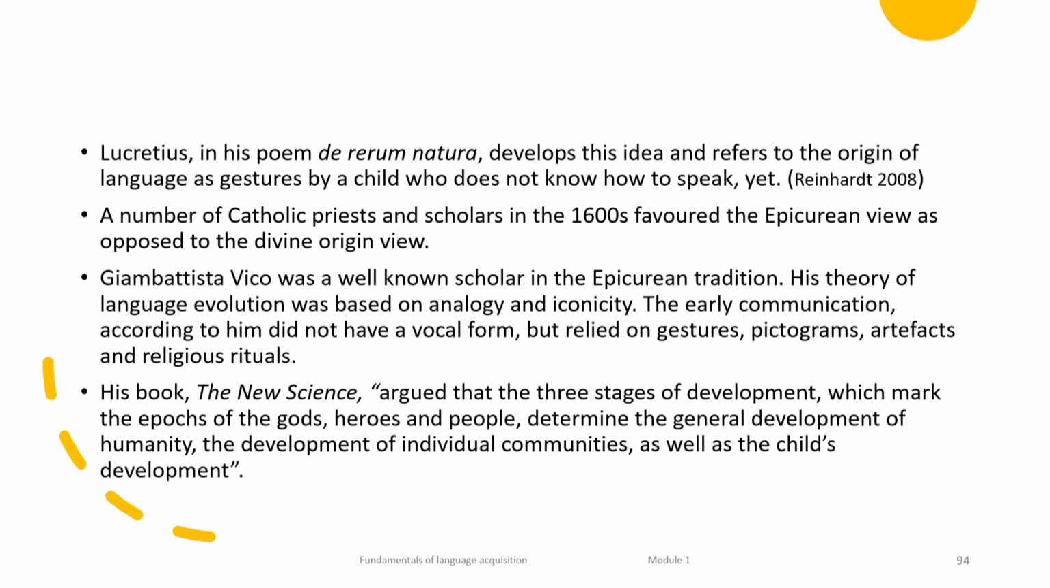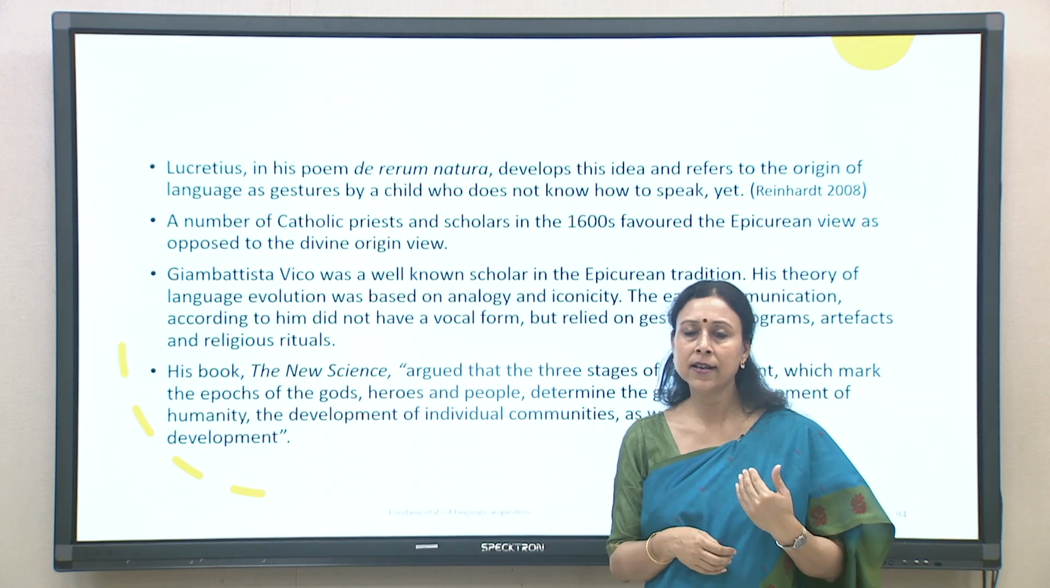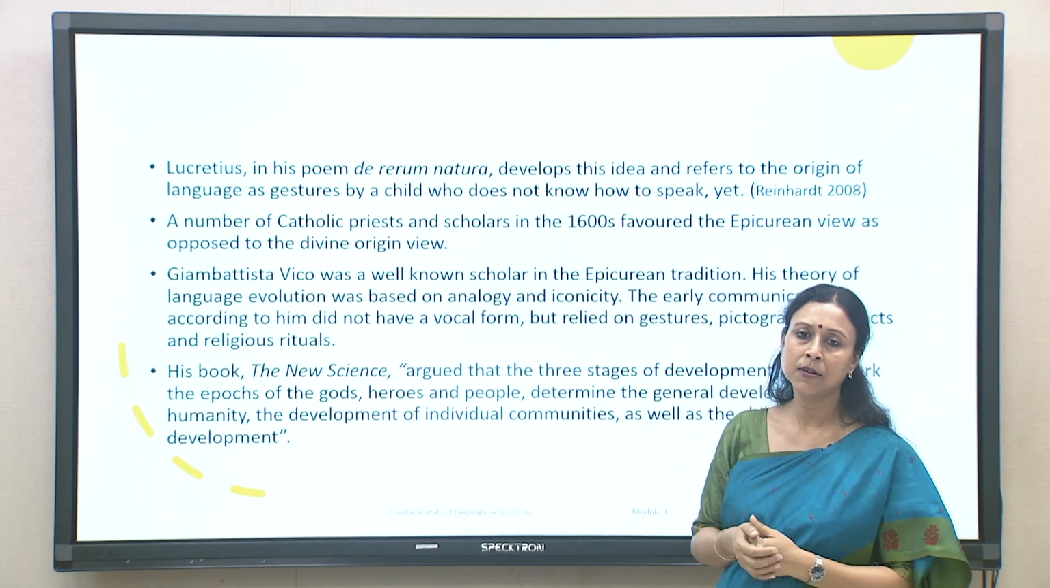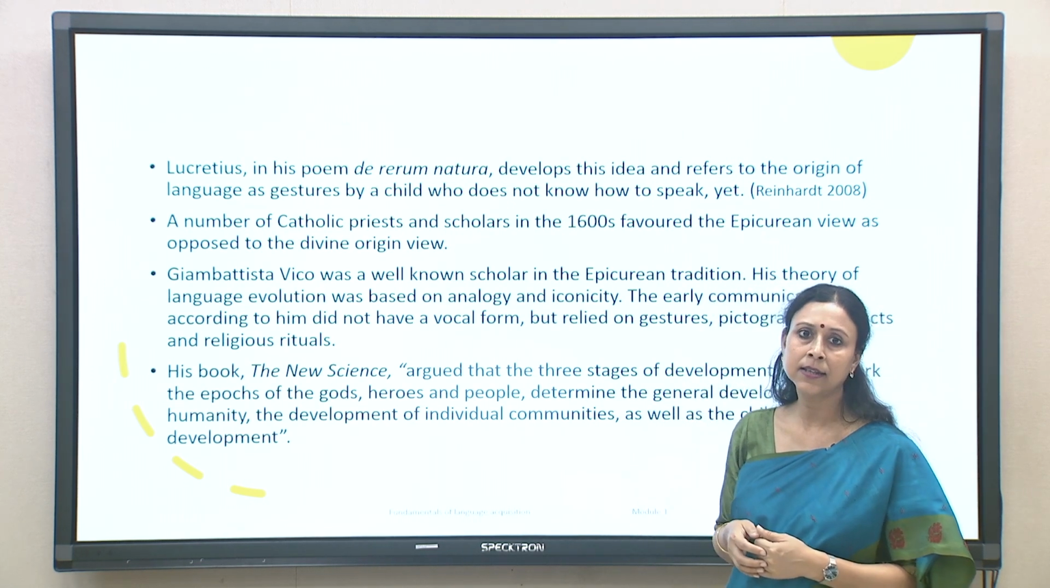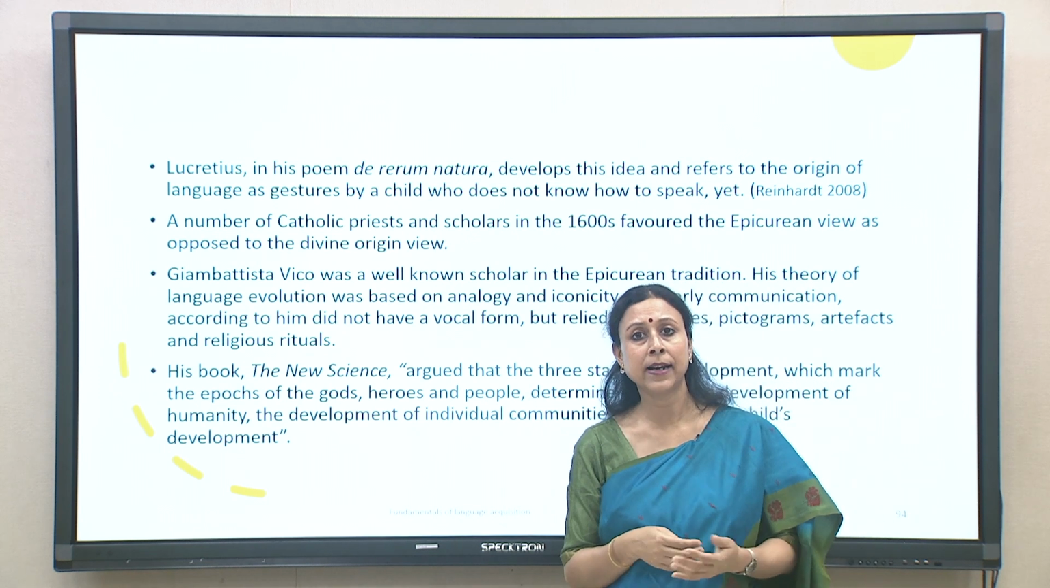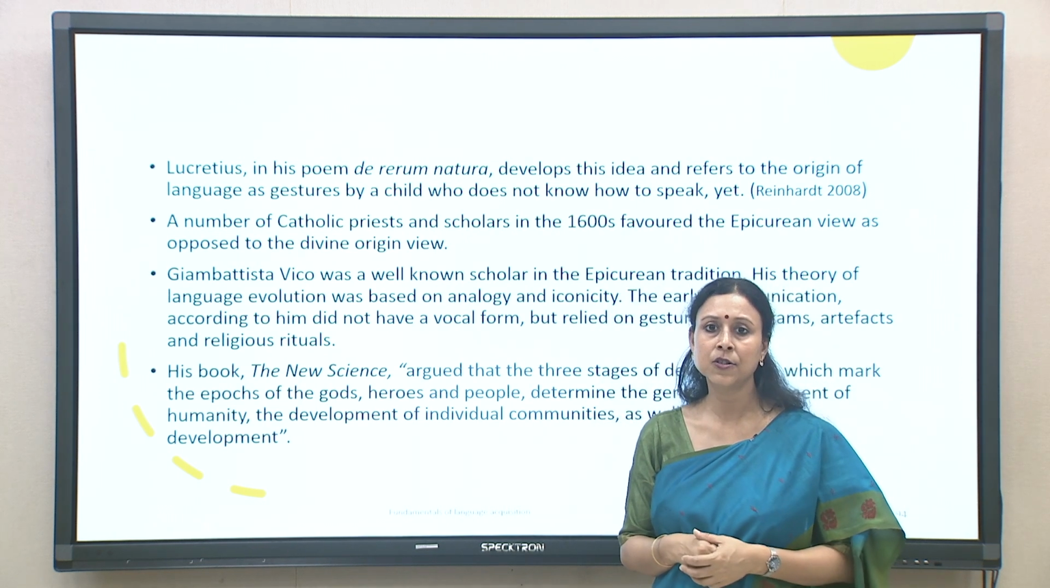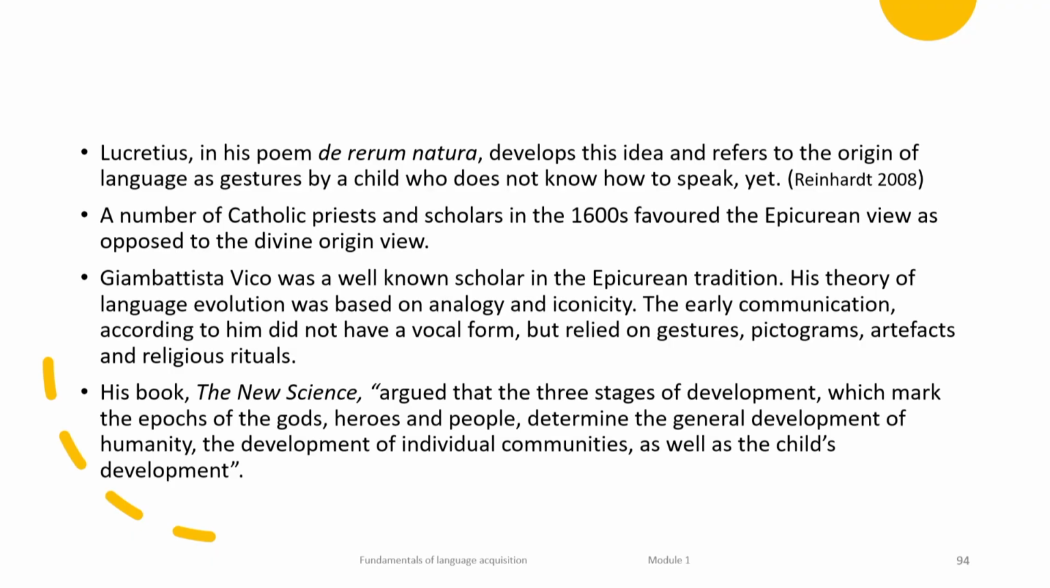Similarly, we have Lucretius, who in his poem develops the idea and refers to the origin of language as gesture by a child who does not know how to speak yet. So, this goes back all the way to the Greeks and then till the 15th and 16th century. Around the same time, a number of Catholic priests and scholars in the 1600s also favored the Epicurean idea of language developing out of gestures. So, this was not a divine origin, but a natural origin that was gaining popularity around that time.